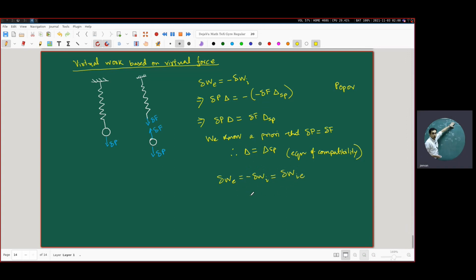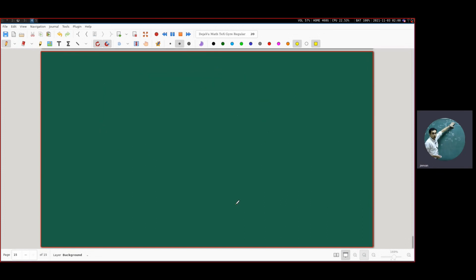So I'll not spend any more time repeating this thing. So when we are going to apply our steps for using the virtual work for various problems, it is in this sense, this delta WE is equal to delta WIE, that we are going to use it. Okay, so let me go to the description of the steps.